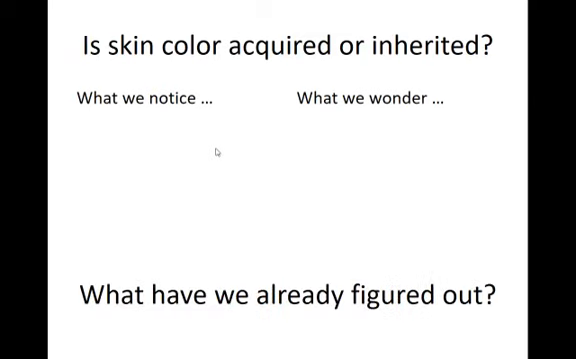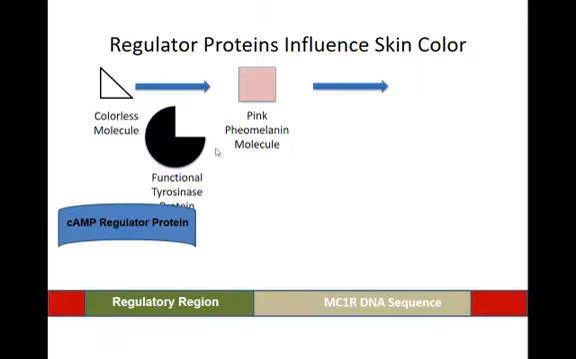Now, there are some things that we have already figured out when it comes to skin color. For example, we know that in skin color, genes work together. We also know that there are regulator proteins that influence skin color. One of those regulator proteins is the CAMP regulator protein.